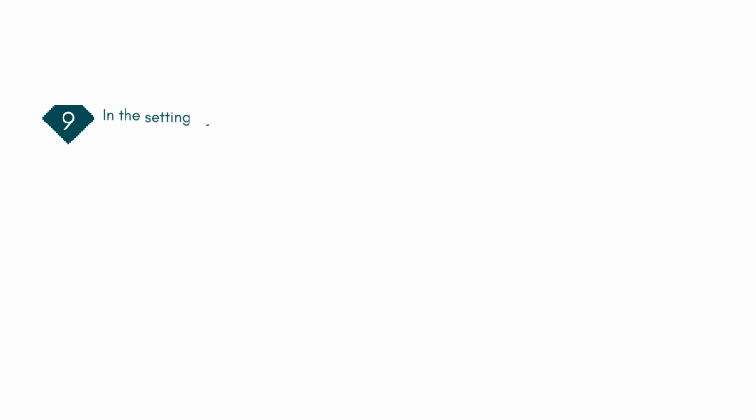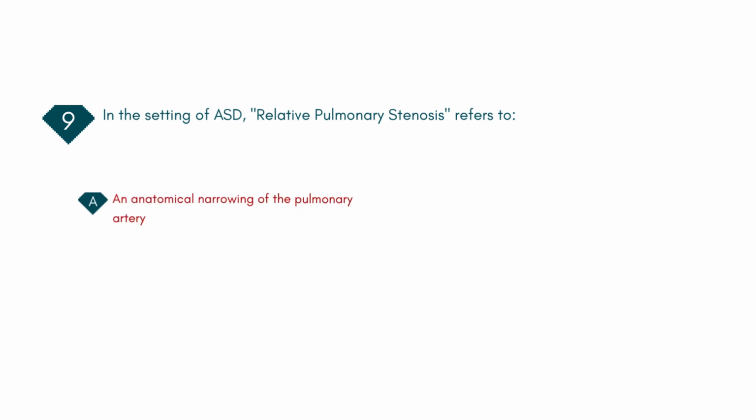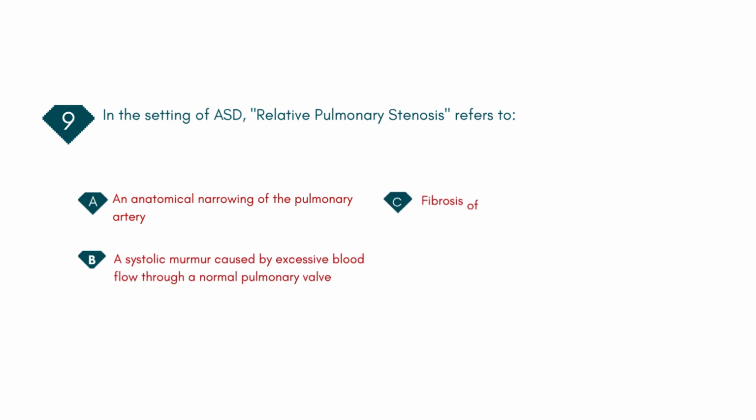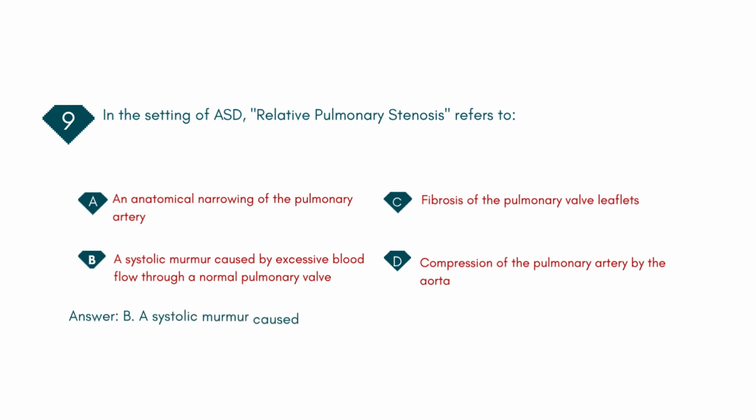NKX2-5. In the setting of ASD, relative pulmonary stenosis refers to: A. An anatomical narrowing of the pulmonary artery. B. A systolic murmur caused by excessive blood flow through a normal pulmonary valve. C. Fibrosis of the pulmonary valve leaflets. D. Compression of the pulmonary artery by the aorta. Answer: B. A systolic murmur caused by excessive blood flow through a normal pulmonary valve.